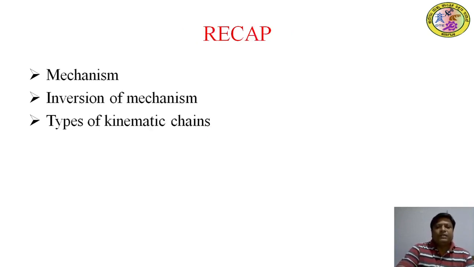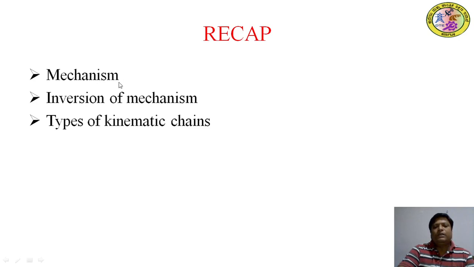In the previous sessions, we already discussed mechanisms, inversion of mechanisms, and types of kinematic chains. A mechanism is a set of mechanical members arranged in a specified manner to produce a specified motion, or in a kinematic chain, any one of the links is fixed. It gives relative motion, which will be completely constrained or incompletely constrained motion. We call it a mechanism.